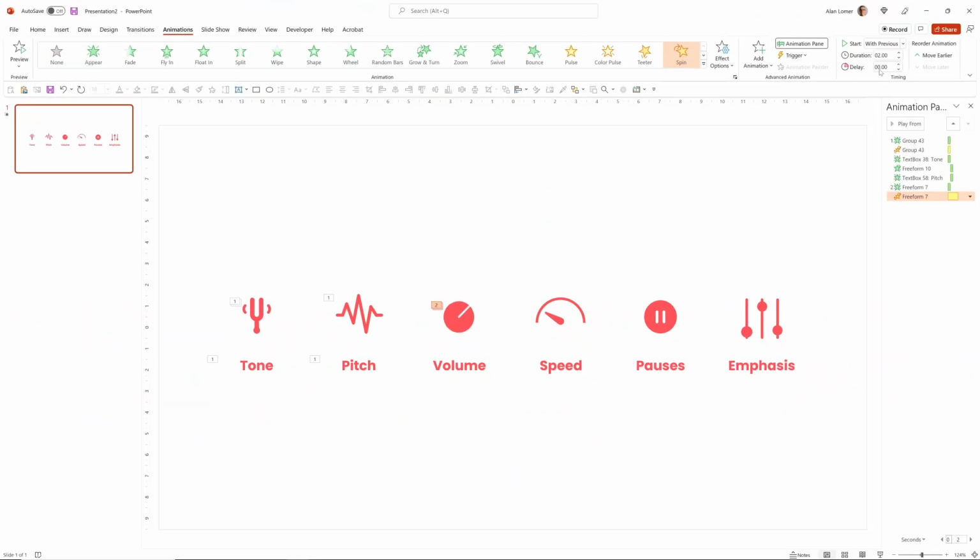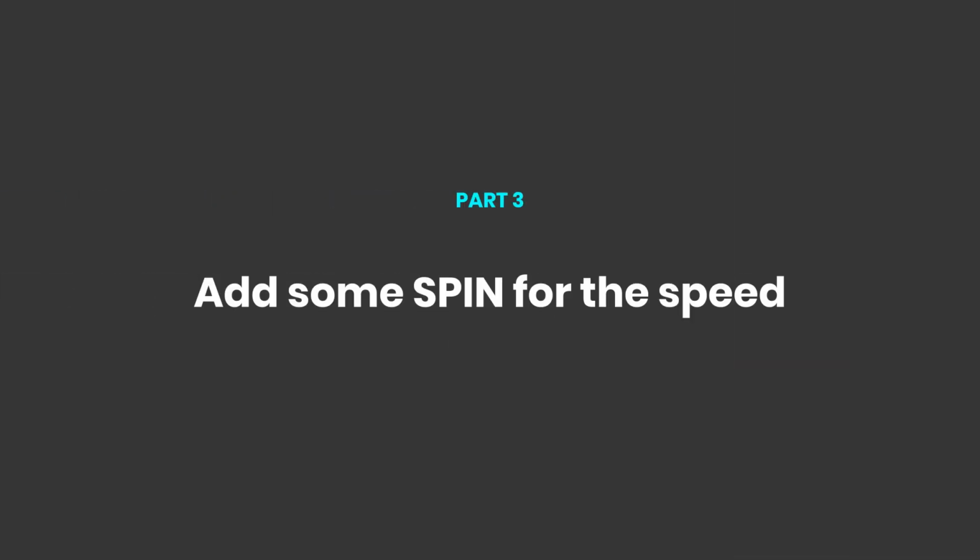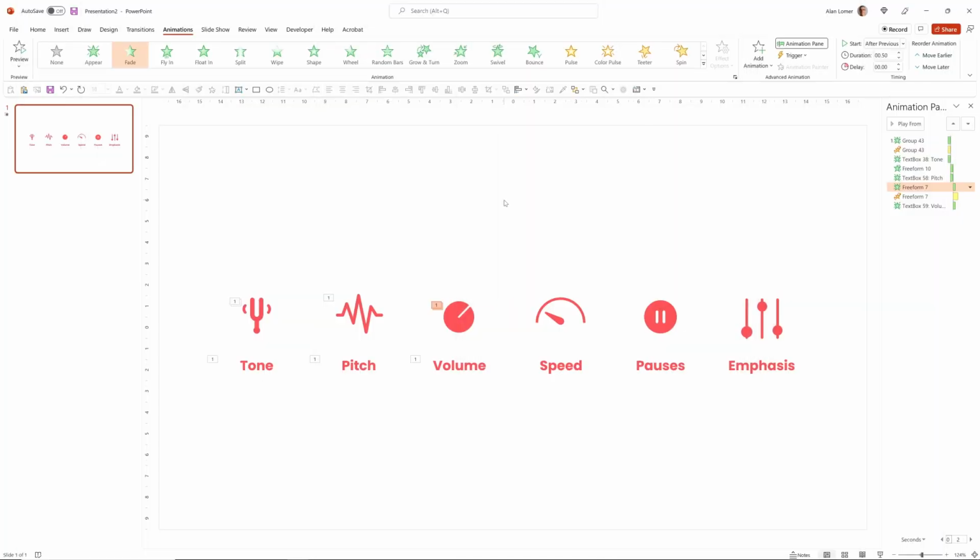And I only want this to take 1 second. So I'm just going to click the duration down to 1 second. And then we'll click on the text and fade that with previous as well. And I just want to make sure that the start of the volume animation starts after the pitch one. So I'll select after previous. Pretty simple so far. Now let's do the speed one, which is a little more complicated.